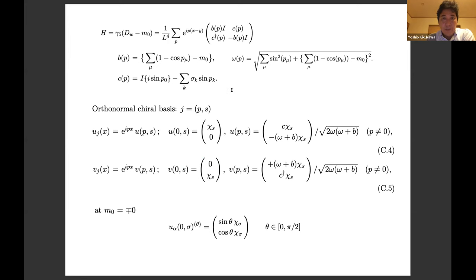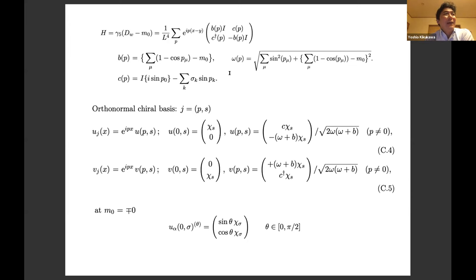If M naught goes to zero from the positive side, I mean the Wilson-Dirac operator has a negative mass, then from the point of view of the topological insulator, it should be in a topologically non-trivial sector. In this case, we have a zero mode. Here, the non-vanishing component is the positive one, the upper component. So this is the basis vector for the right-handed field.